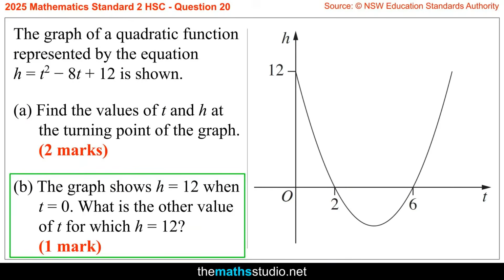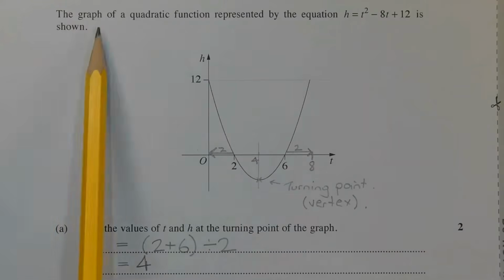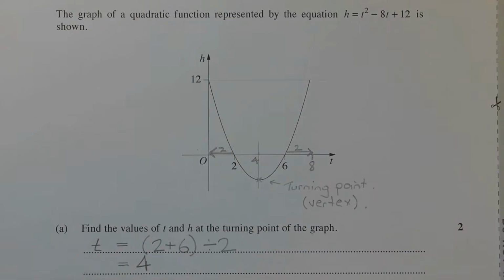Part B. The graph shows h equals 12 when t equals 0. What is the other value of t for which h equals 12? The graph of a quadratic function is symmetrical about the horizontal coordinate of the turning point. In this case, the horizontal coordinate is represented by the variable t, and we found in part A that the value of t at the turning point is t equals 4. So this particular graph is symmetrical about t equals 4.